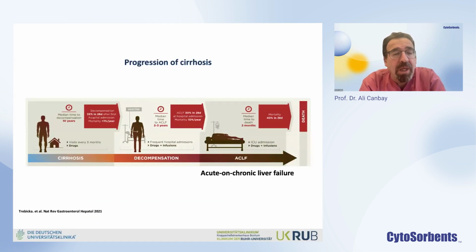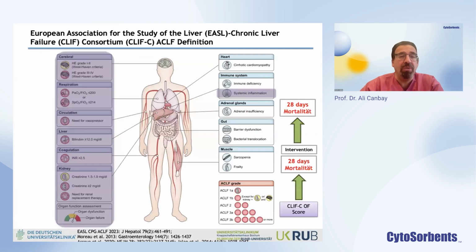And then what it means is the progression of cirrhosis. The patient takes around 10 years to go from cirrhosis to decompensation, and then in ACLF you have around 30% at hospital admission, and of course, if you have a higher ACLF grade, then the mortality is more than 40% in this kind of patients. This is a very dangerous condition.